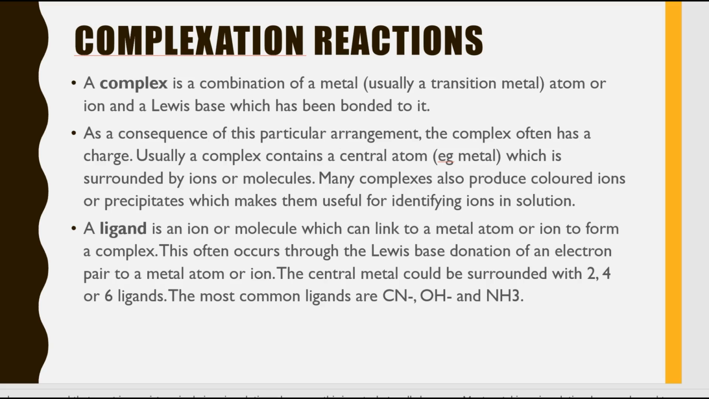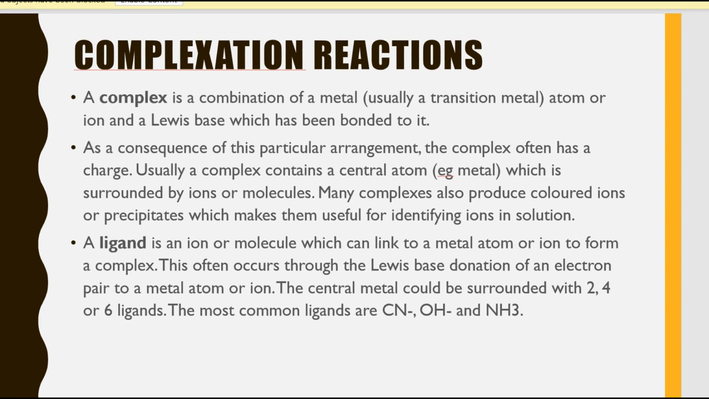So our complex is formed when one or more ions will attach themselves to a central cation. Now, that central cation is usually, not always, but usually a transition metal. So let's break it down and look at a couple of these different new words that we've heard today. A complex is a combination of a metal, as I said before, usually a transition metal, and a Lewis base that has been bonded to it.